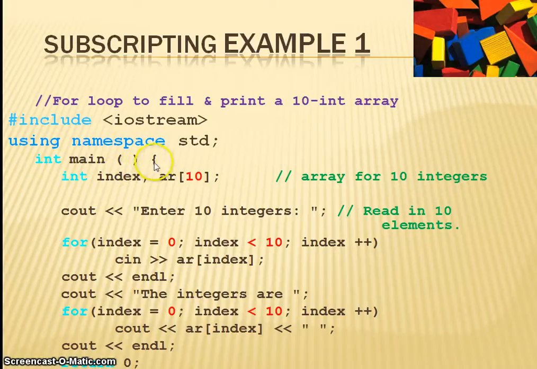In int main, within the curly braces, we declare two integer variables and another one, an array ar[10]. Now we are going to read 10 elements, so we give the output statement: enter 10 integers. Using a for loop, we read the 10 elements. We initialize the index equal to 0, and the condition is index less than 10. We then increase the index value by 1. So now we are getting the values one by one, starting with ar[0].